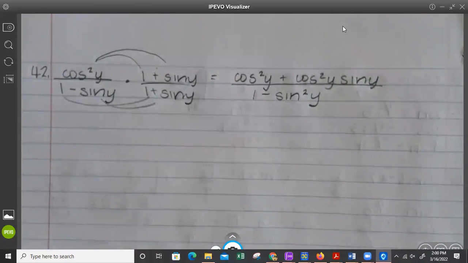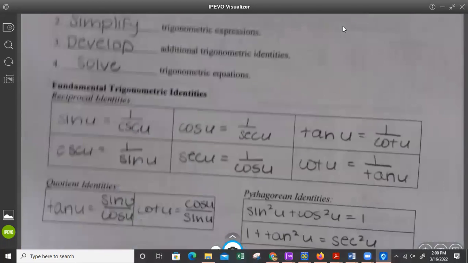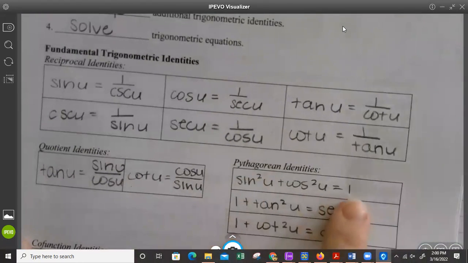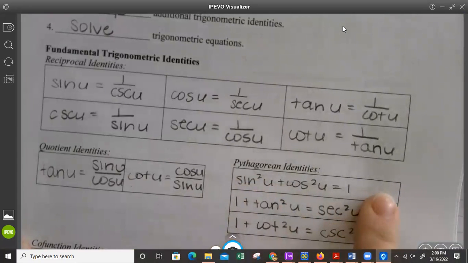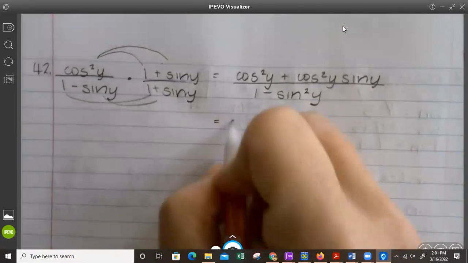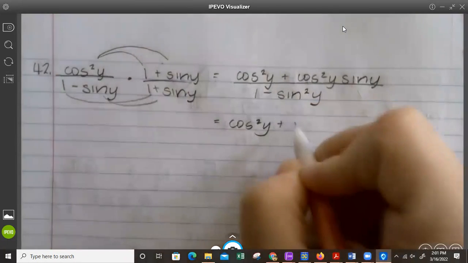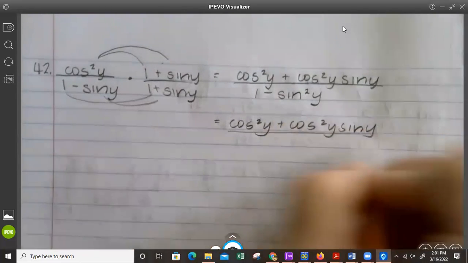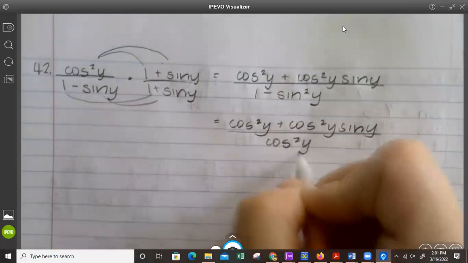Tell me what you think I should look at. At the bottom, because it has a 1 and a squared sine, right? So that should trigger you that maybe it's a Pythagorean identity. So let's go look at it. This one says 1 minus sine squared y. If I subtract sine squared, what do I get? A positive cosine squared. So on the top, same thing that we had before, but on the bottom, we're going to change it to cosine squared y.